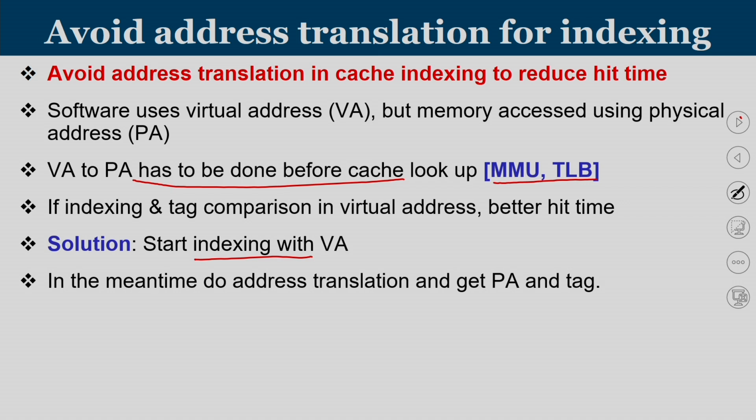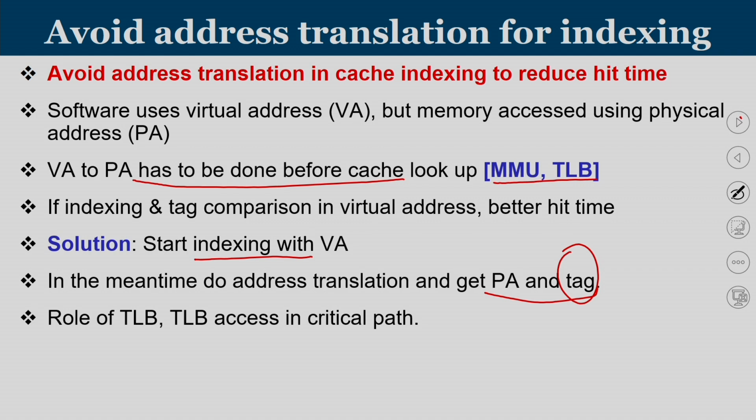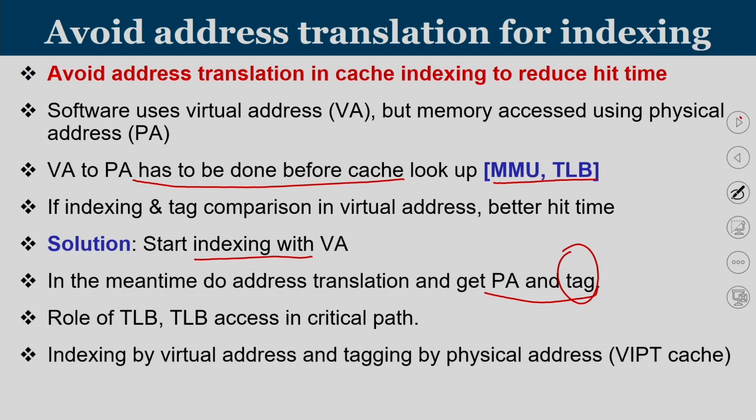In the meantime, do the address translation and get the physical address and the tag. So your tag portion is inside the physical address, whereas your indexing will be part of the virtual address bits. So the role of TLB access is actually in the critical path. The idea of this optimization is indexing by virtual address and tagging by physical address. This is known as a virtually indexed, physically tagged cache.